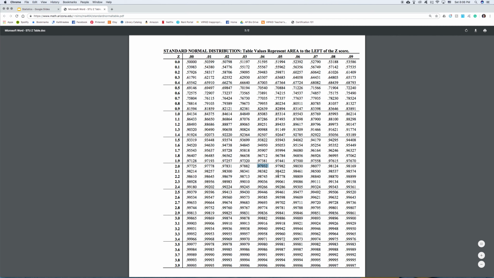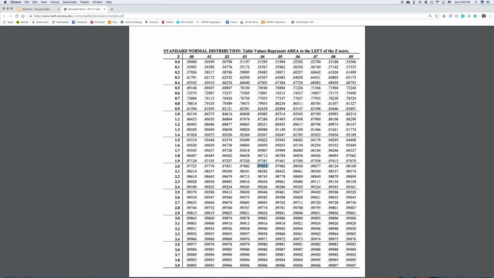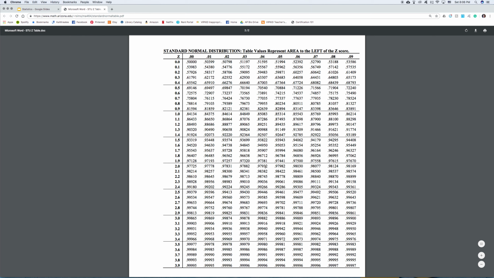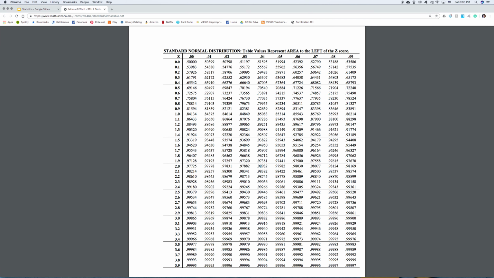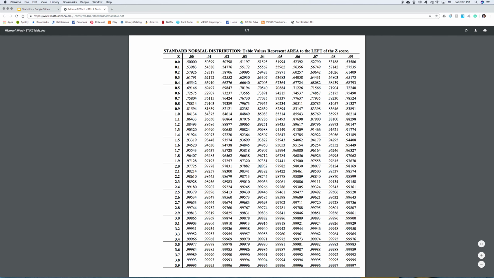So this table is giving you the area in a decimal instead of a percent. So you just multiply by 100, or you move that decimal 2 places to the right, and you get 97.93%. So that means 97.93% of scores are below that number. So a little bit easier to understand.